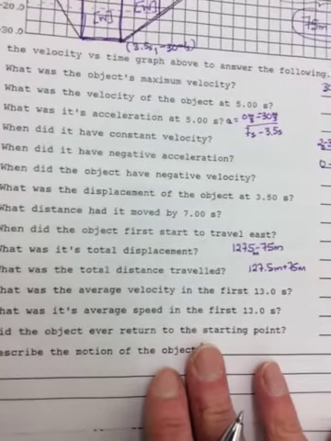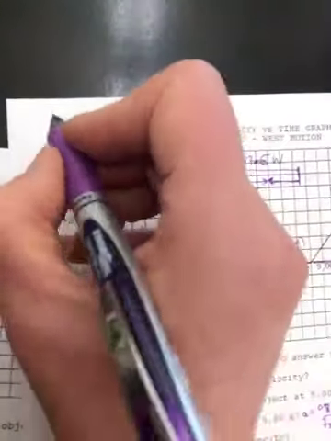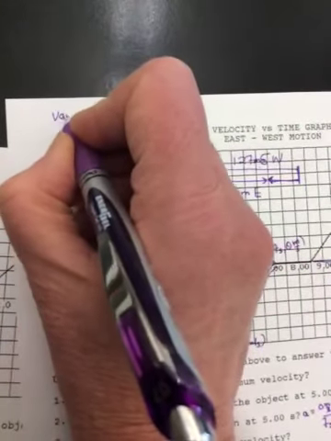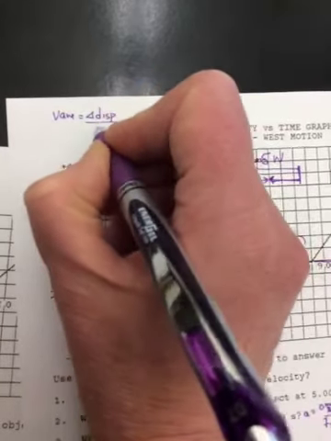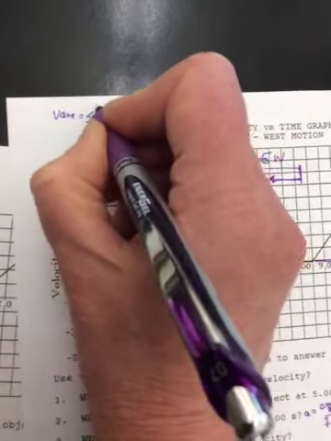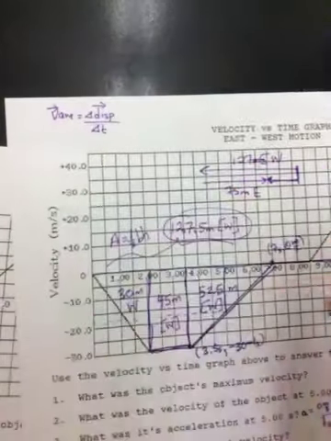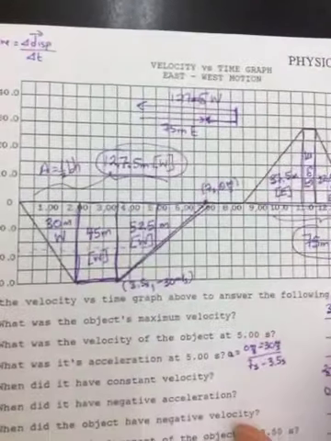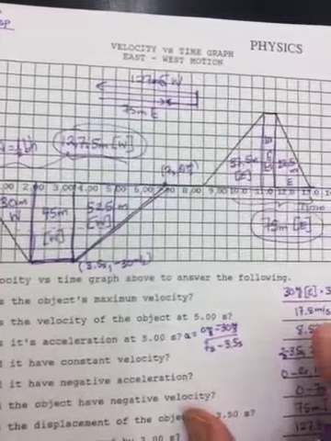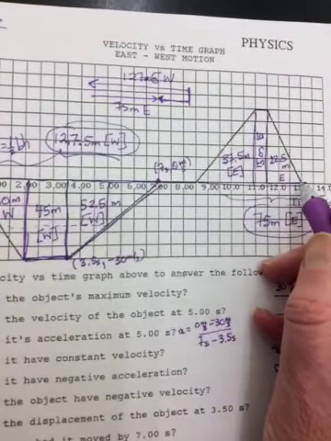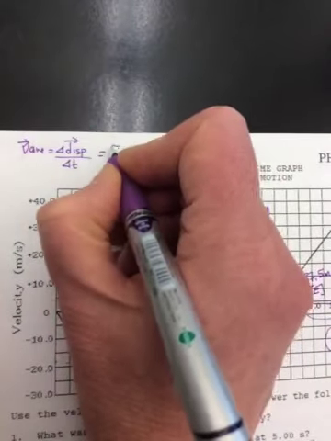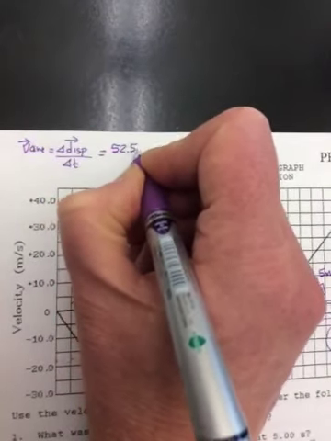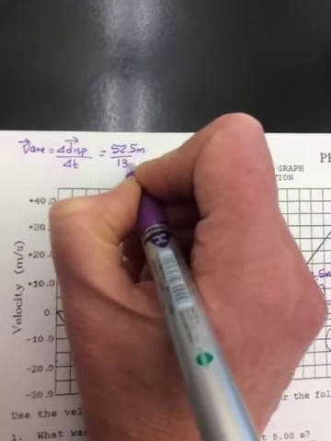What is the average velocity in the first 13 seconds? Remember, average velocity is displacement over time. You can just write out delta D. I'm writing out DISP just so you remember. For velocity, it's displacement over time in the first 13 seconds. So we just found its displacement. It was 52.5 meters, and the time is 13 seconds.